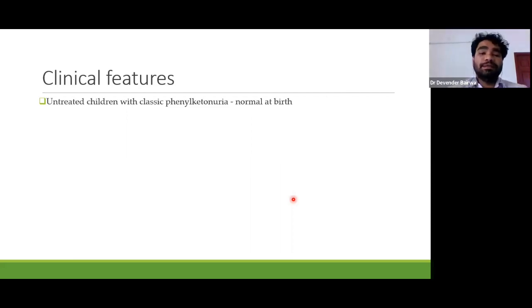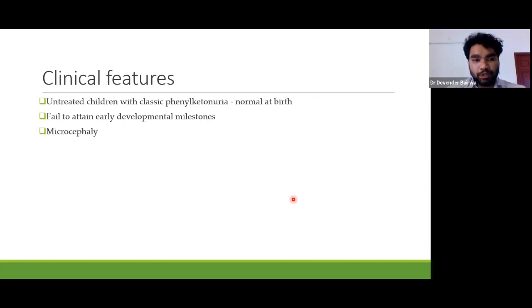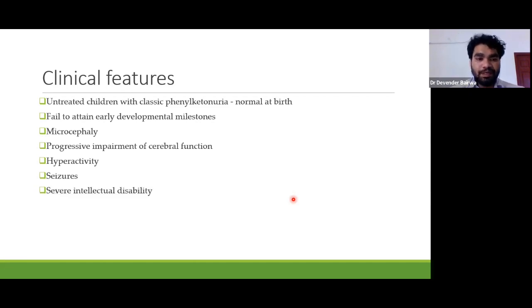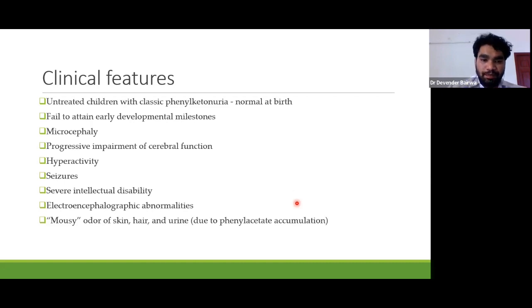Untreated children with classic phenylketonuria are generally normal at birth, and they fail to attain early developmental milestones. They can also have some microcephaly. They can have progressive impairment of cerebral function. They can have some hyperactivity, seizures, severe intellectual disability, and some EEG abnormalities. And when you smell them, they can have a mousy odor in their skin, their hair, and their urine due to phenylacetate accumulation.